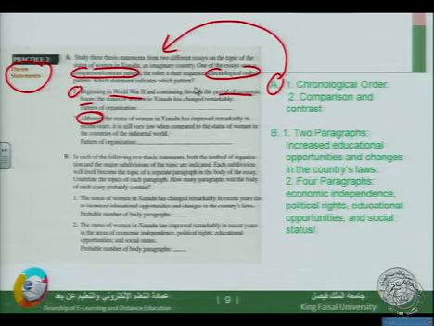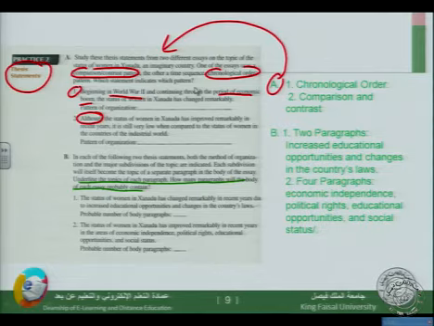B, in each of the following 2 thesis statements, both the method of organization and the major subdivision of the topic are indicated. Each subdivision will itself become a topic of a separate paragraph in the body of the essay. Underline the topics of each paragraph. How many paragraphs will the body of each essay probably contain? نفس الشيء. The status of women هي نفس المثال السابق.